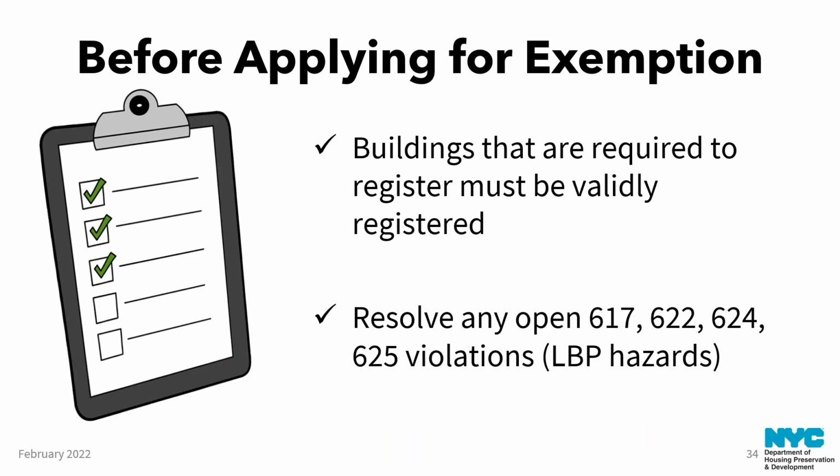So before you apply for an exemption, if your building is required to register with HPD, then it must be validly registered. So that's something that you will have to take care of. I'm guessing that for this audience, that is not going to be a concern because we got in touch with you using the email address associated with your registration. So this audience is already keeping up with their registration, and we thank you for that. You will also have to resolve any open lead-based paint hazard violations from HPD where the inspector tested a surface and that test came back positive. So you will have to clear those violations before you can apply for an exemption. And the order numbers are listed here on this slide.